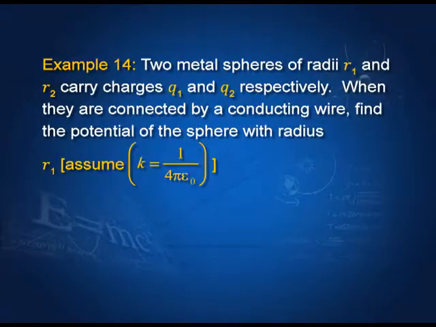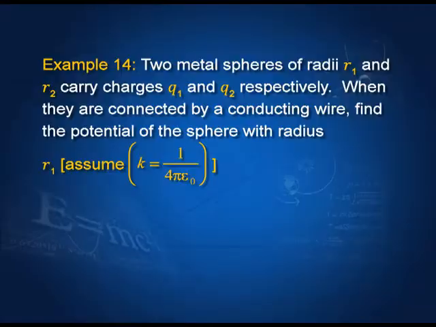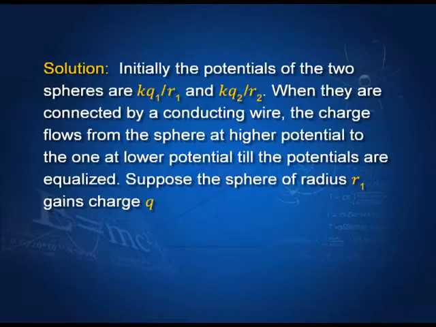The charge will flow from one to the other till the potentials are equal. The potential of one is q1 by r1, the potential of the other is q2 by r2. We connect them so that the potentials become equal, and when the potentials become equal, then we can find the potential on the sphere of radius r1. How do we do that? Initially, the potentials of the two spheres are k times q1 by r1, where k is this, and on the other this must be k q2 by r2.